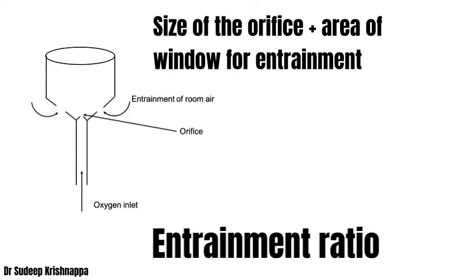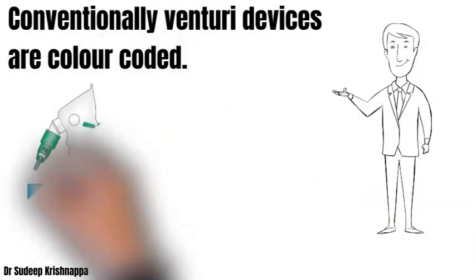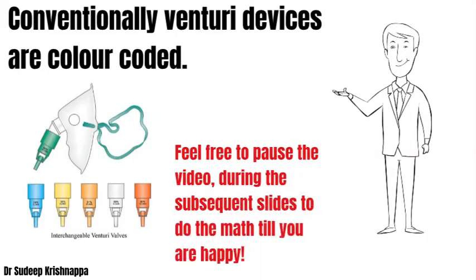Conventionally, Venturi masks come with a mask and about 5 or 6 different color-coded Venturi devices. Each device will have its own recommended flow rate of oxygen and a fixed entrainment ratio. Together with the flow rate and the entrainment ratio, each Venturi device would provide a particular FiO2. Over the next few slides, we will be mathematically analyzing how a particular colored Venturi would give a particular FiO2.